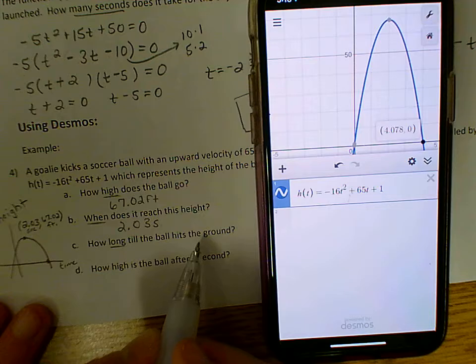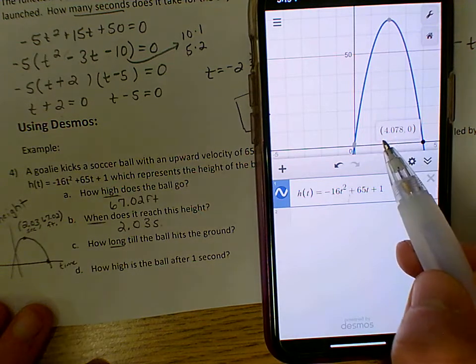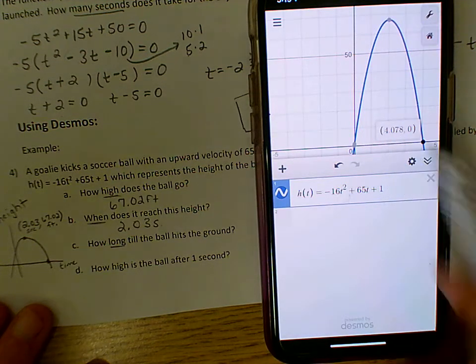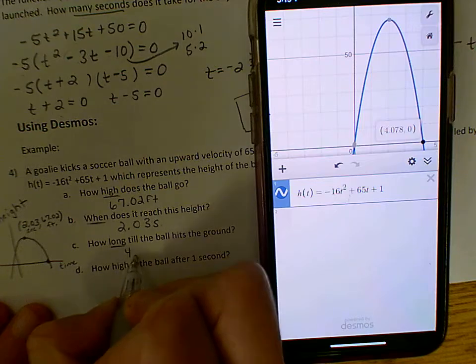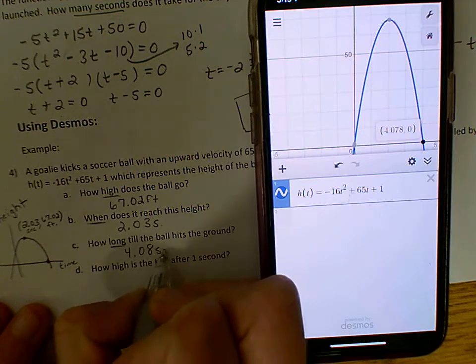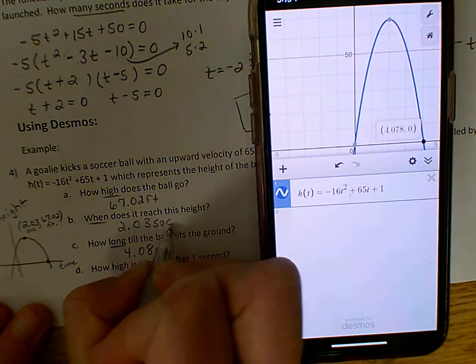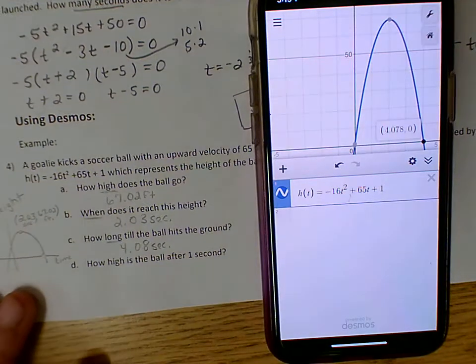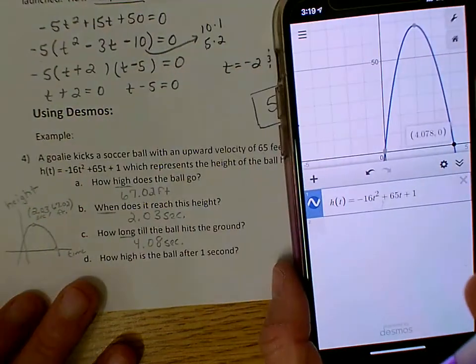So how long till the ball hits the ground? Well, it hits the ground after 4.08 seconds. I'm just going to round it to the nearest hundredth. So that's that point. Okay, and then the last one says, how high is the ball after 1 second?